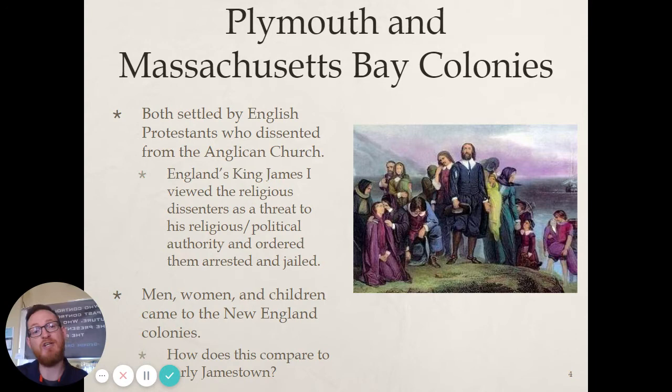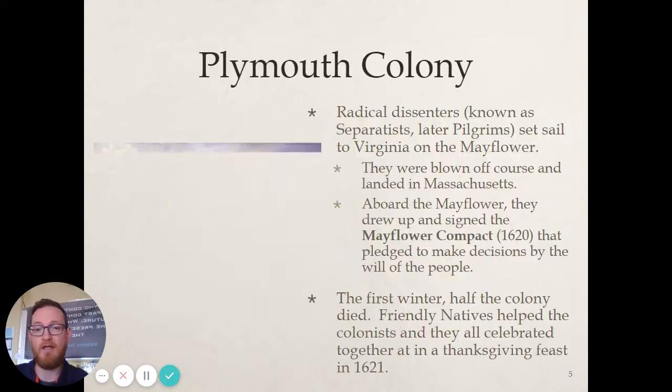Now, if you compare this to early Jamestown, the first groups that came into Jamestown were primarily all men. They were coming there to make money, hopefully to find gold, but then eventually that, of course, transforms into tobacco growing. But the Plymouth and Massachusetts Bay colonies, you'll see that they come for the express purpose of creating a permanent settlement, and that's why they brought their whole family with them.